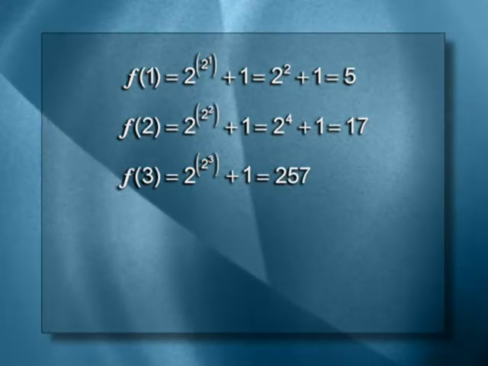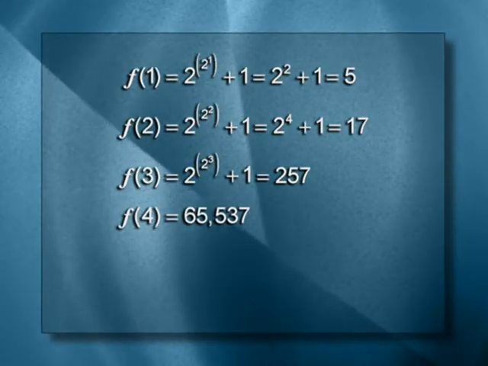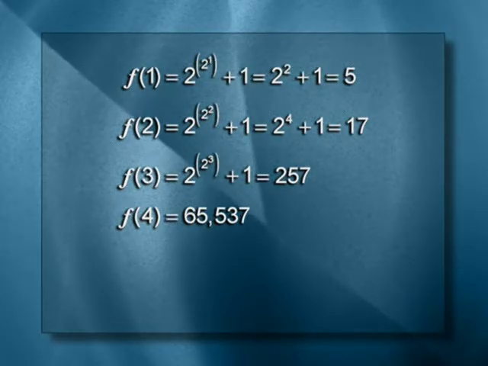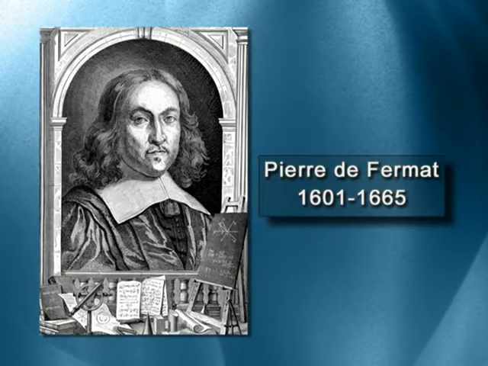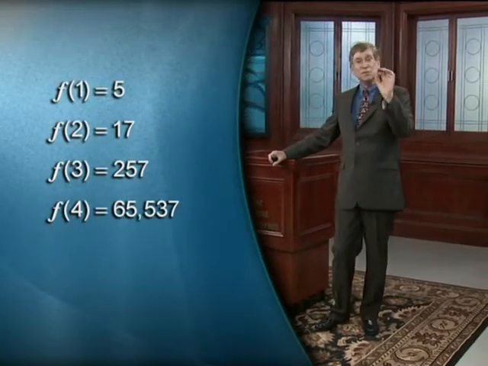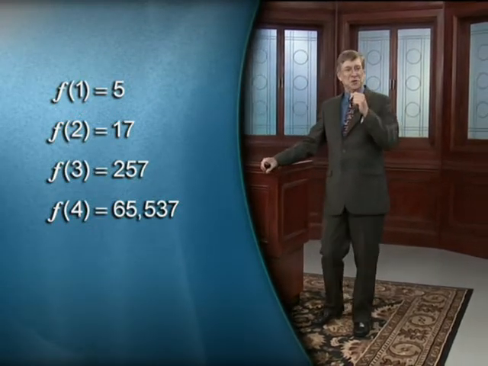Let's do it for 4. 2 to the power 2 to the fourth plus 1. That turns out to be 65,537. It's a prime number. Well, back in the 1600s, Pierre de Fermat conjectured that this sequence of numbers that we're computing, one after the other, would always be prime numbers. He thought they would always be primes. And the first four are 5, 17, 257, 65,537.